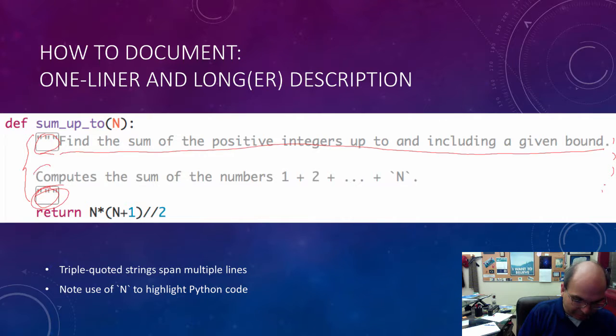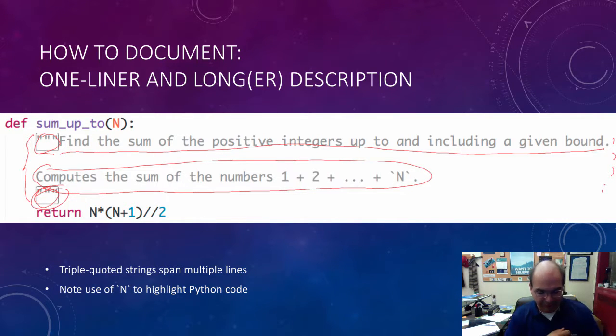Now here is my paragraph summary. And that just says computes the sum of the numbers 1 plus 2 plus 3 and so on up to n, right? That's a good place to actually use the variable names. Notice that the variable is put in back quotes. Those aren't single quotes, those are back quotes. And actually that gets formatted in a special way to show that it's code, right, when it gets done.